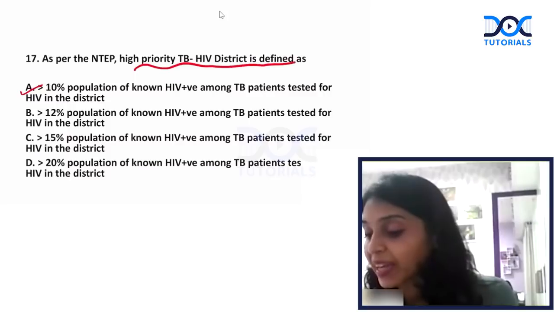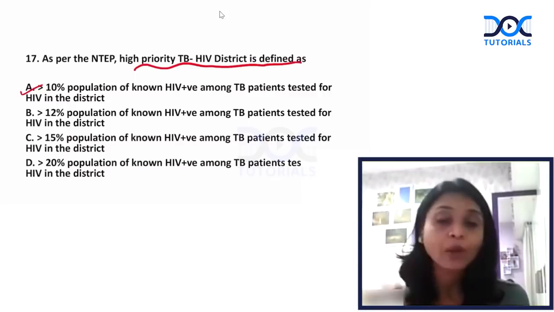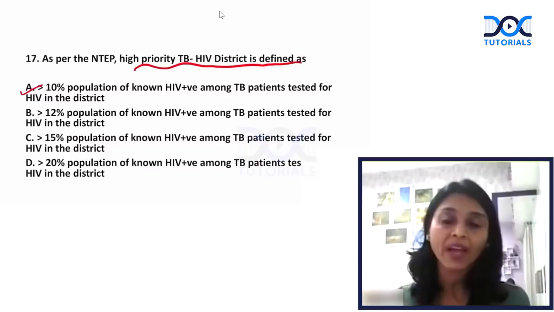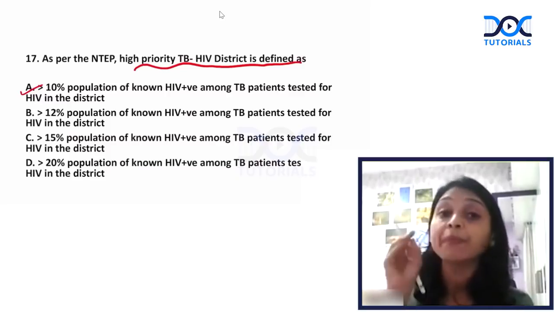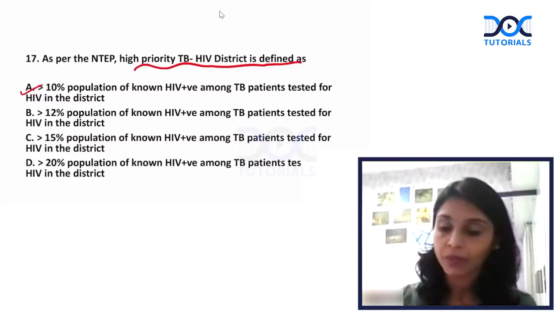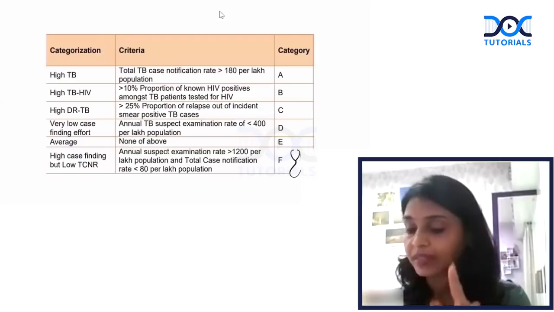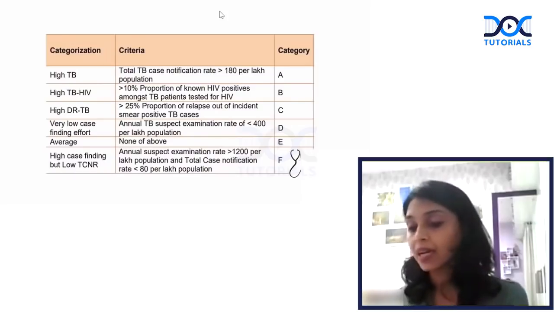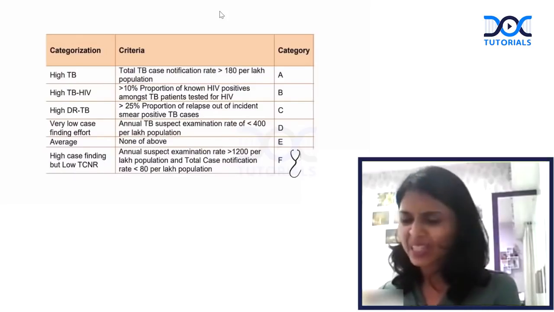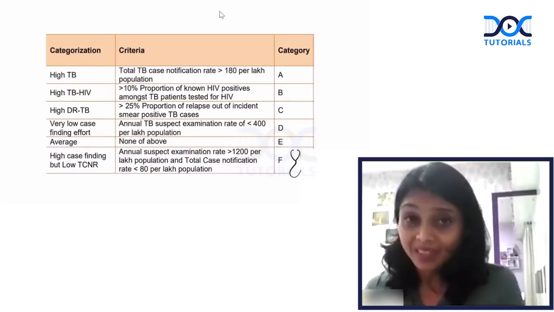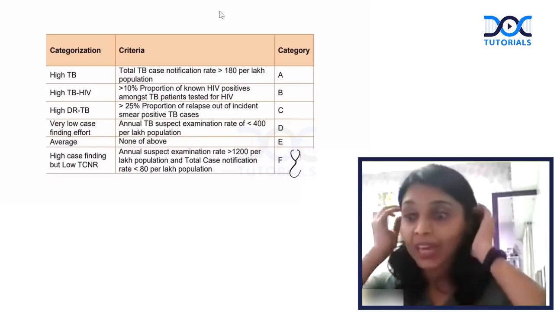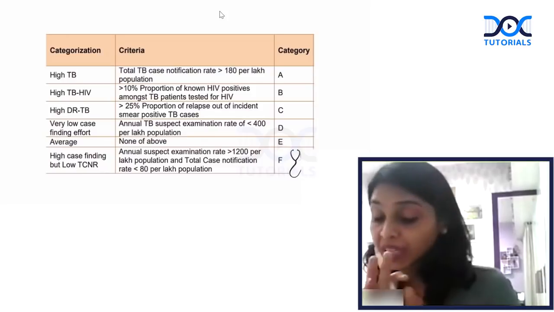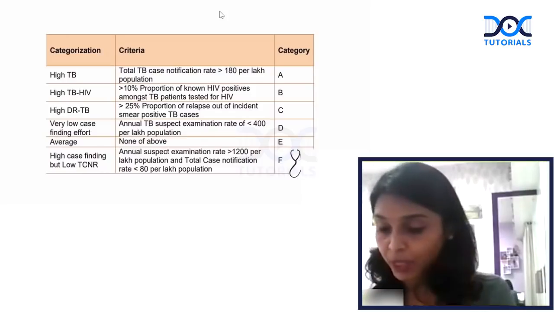A high priority TB HIV district is a district where more than 10% of TB patients have HIV. And I'll show you the table. This table is not given in your book, so you can keep this table in your mind. I think this session will be available on YouTube, or else you can take a picture now. Because here, there are 3 MCQs.